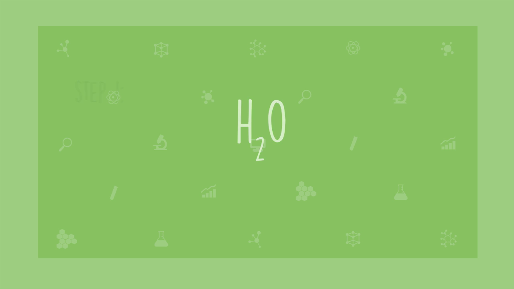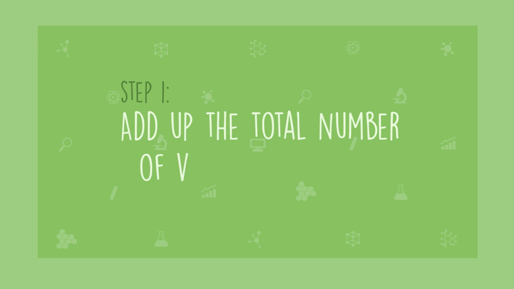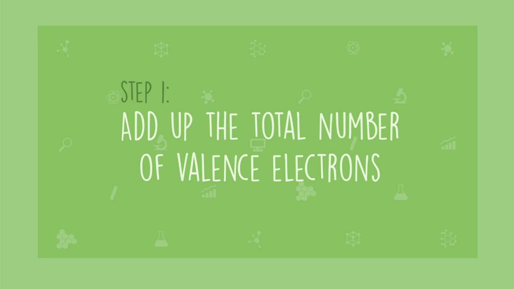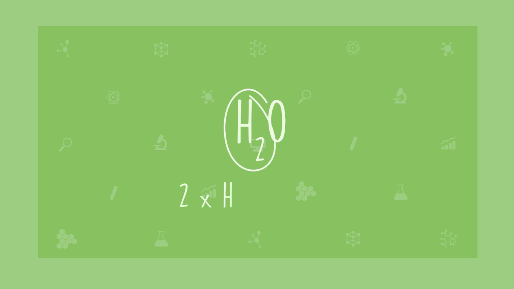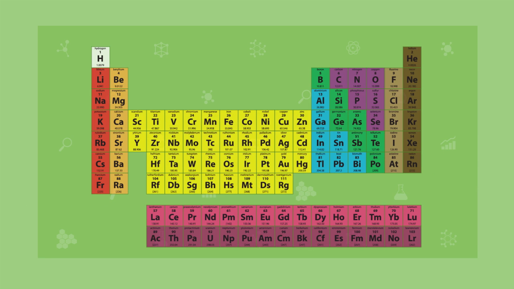So step 1 is add up the total number of valence electrons in the molecule or ion. We know that water is H2O, which means that it consists of 2 hydrogen atoms and 1 oxygen atom bonded together. To add up the number of valence electrons in the molecule, we can simply look at which groups hydrogen and oxygen belong to on the periodic table. Remember that group number equals the number of valence electrons.